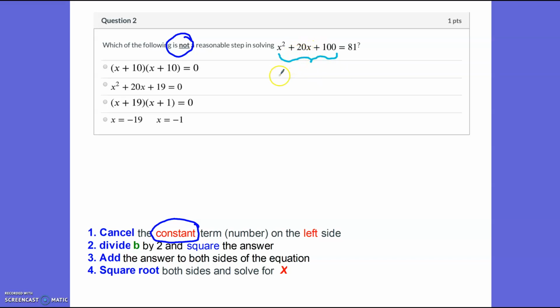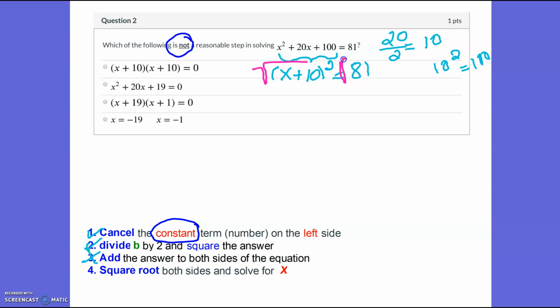So we know that 20 divided by 2 equals 10 and 10 squared equals 100. So we know that we can write this as x plus 10 squared, right? Equals 81. So this part is already done. So now I don't need to do this, but I need to square root both sides. So this is what I'm going to do.